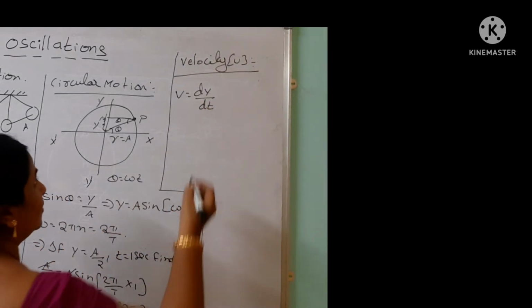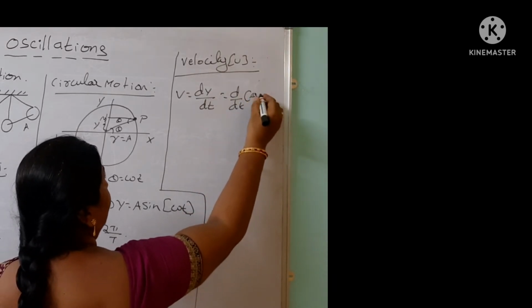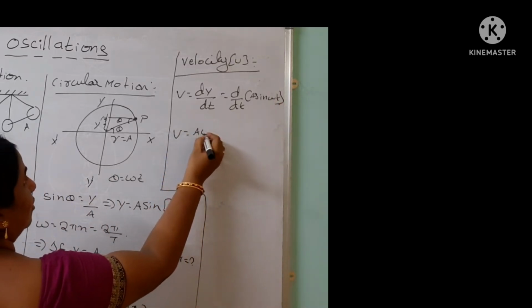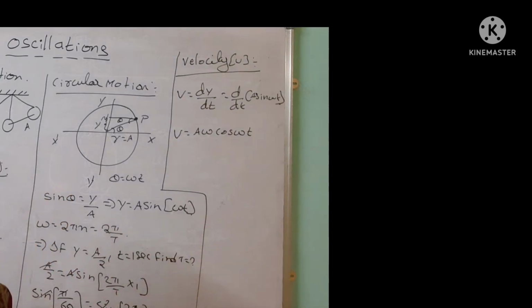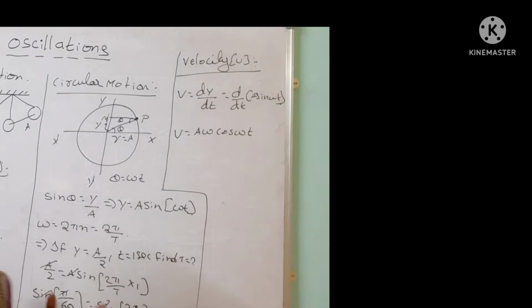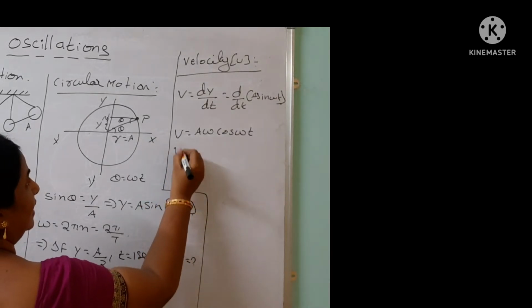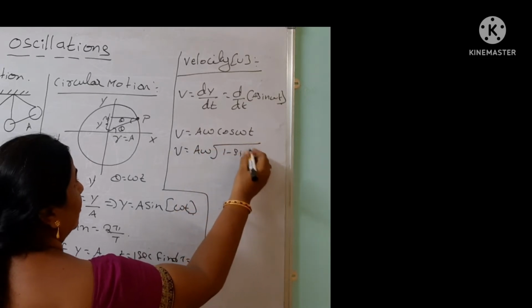When you are doing the differentiation of y, d by dt of a sine omega t, what are you getting here? V equals a omega cos omega t. So in terms of the cos function you can express it like this, and you can express it in terms of amplitude and displacement also. Look here, V equals a omega times root of 1 minus sine square omega t.